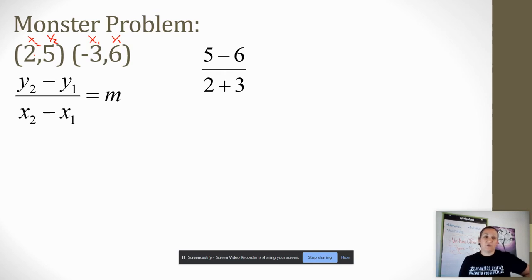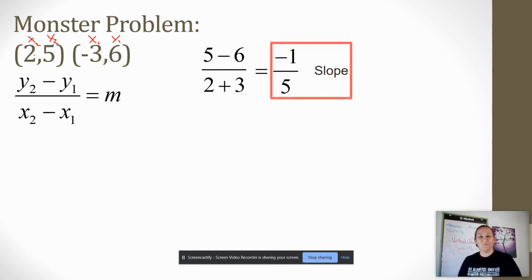So I did 5 minus 6 over 2 minus negative 3, which is 2 plus 3. Okay, and then I'm going to do my adding and my subtracting, and I get negative 1 over 5. At this point in the problem, what I would normally do is go back and actually read the directions. If the directions for this problem say find the slope, then we're done. This is the slope. So this is one answer given my two ordered pairs. Given two ordered pairs, if it says find the slope, the answer is that the slope is negative 1 over 5.